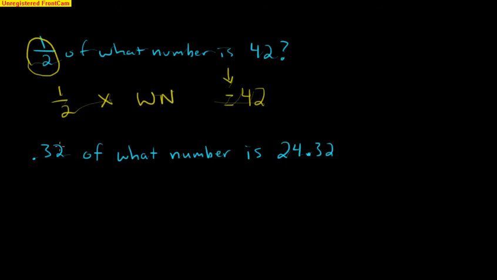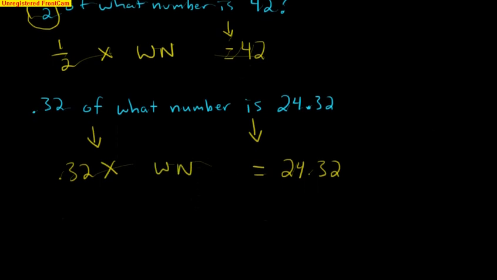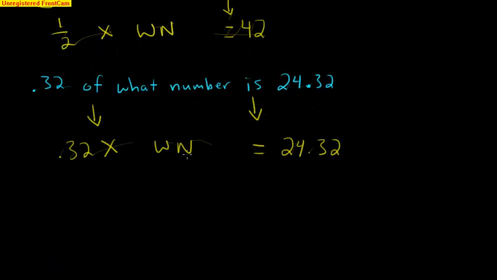And we've been able to set up the equation and solve. Well, the only difference is instead of 1/2, we're dealing with decimals. So now we still use our keywords is and of. So something is 24.32. 0.32 of, so that's multiplication, 0.32 times n equals 24.32. So I've got an equation and I can solve.